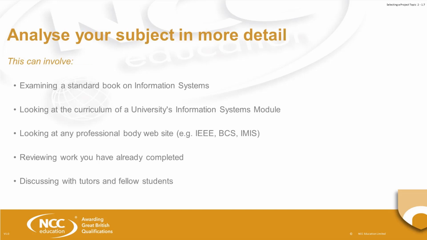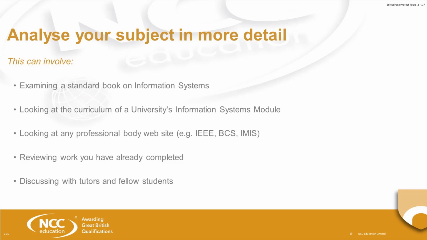As part of the project, you need to analyse your subject in more detail. Your subject as it stands is information systems, as this is what the project is about. So one of the things you can do is look at a standard text on information systems, and we'll make sure some references are available to you. You can look at the curriculum of a university's information systems module. Every university does these things, so you can have a look at a number of university websites and see the kind of content that you'll find in information systems modules.